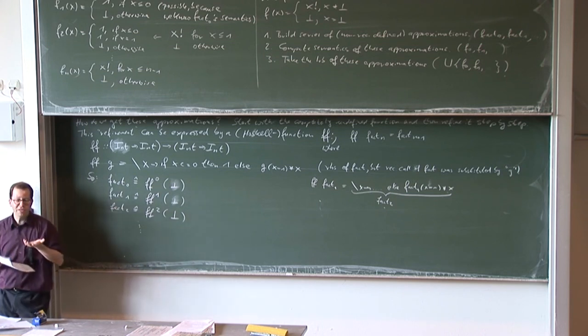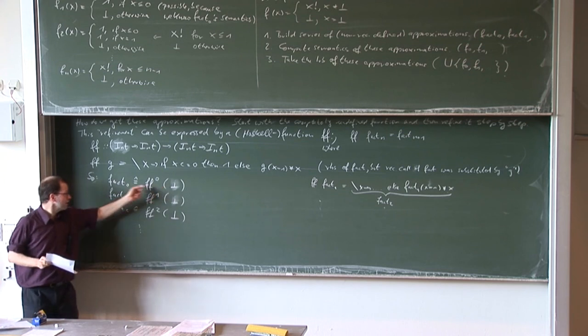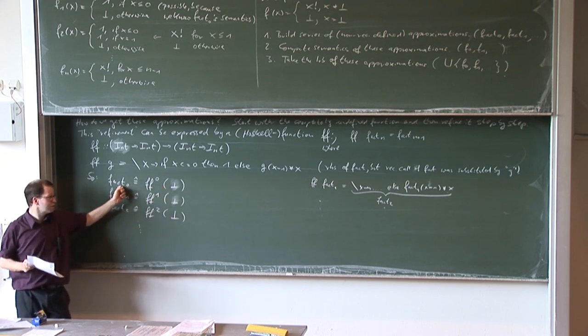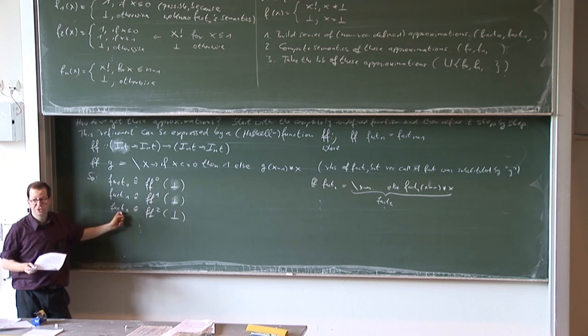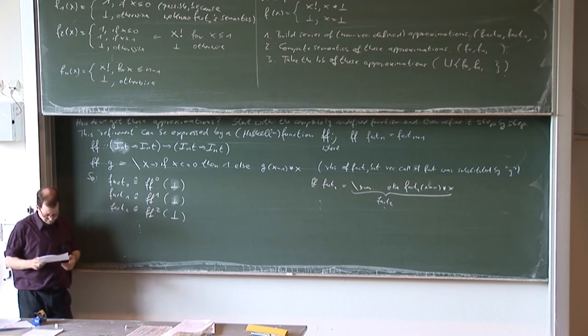But that's the basic idea. We start with the undefined function, and that's our first approximation, approximation number 0. If we want to get approximation number 1, we apply this higher order function once. If we want to get approximation number 2, we apply it twice, and so on.